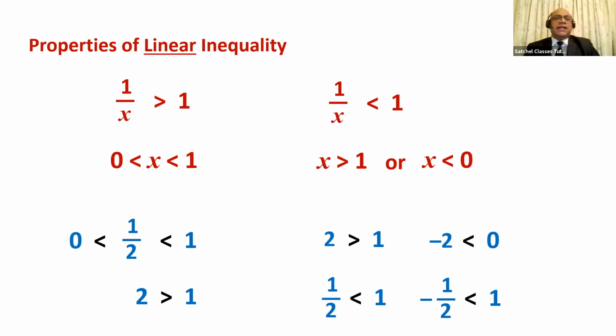So let's say x lies between 0 and 1. Okay, let's say x is a half. Then the reciprocal of half is 2. So 1 over x actually ends up being greater than 1. On the other side, if x is a value which is greater than 1, let's say x is 2, then the reciprocal of 2 is half, which is less than 1, right? Also, if x is negative, which is x is less than 0, let's say x is minus 2, then the reciprocal of minus 2 will be minus half, which is again a quantity which is less than 1.